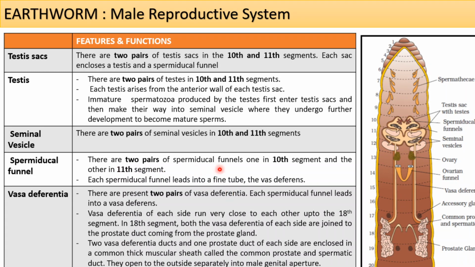Now two pairs of spermiducal funnels, one in the 10th and one in the 11th, one pair in the 10th and one pair in the 11th. Each funnel will lead to a fine tube, the vas deferens. अगर two pairs है spermiducal funnel के, मतलब vas deferens भी two pairs है, right?